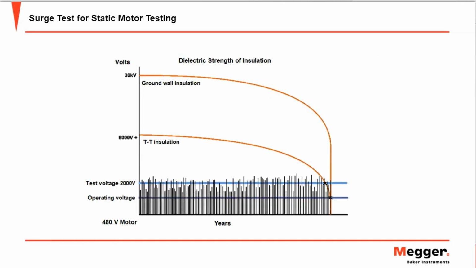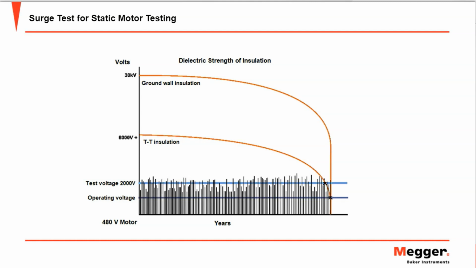Let's talk about the dielectric strength of insulation. Why are we doing the surge test on any electric motor? So this is an example of a low voltage motor. Let's say a 480 volt motor. This is the operating voltage. That means 480 volts. And this is the time through the years. So here we have the very beginning of when the motor started to work. So when we connected the motor, it started to work in the industry, for example.